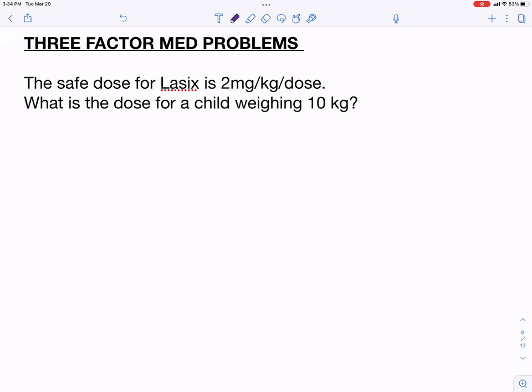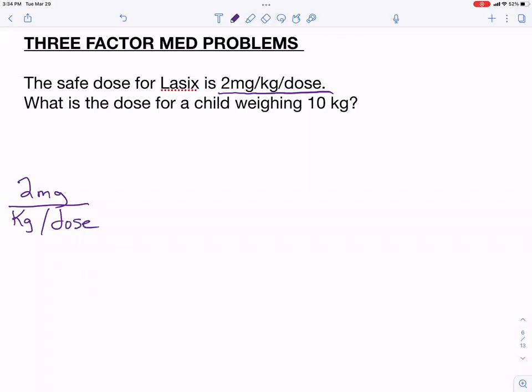All right, so let's talk about how we're going to solve it. And if you have practiced, you can pause it now. But otherwise, I'm going to go right into the problem. So we always look for the given, and the given quantity contains 3 parts. And in this question, it says 2 milligrams per kilogram per dose. All right, so the numerator is the dose. Much like two-factor, we always start the numerator with the actual dose of the medication. In this case, it's 2 milligrams. And we're going to put that over the weight and time.